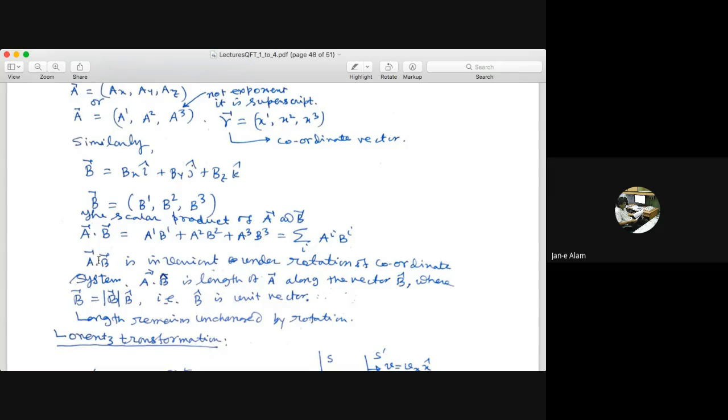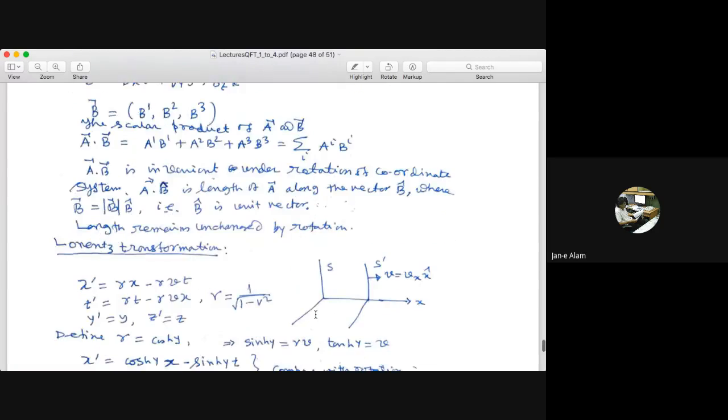Now you all know that this scalar product or dot product of 2 vectors, a dot b, is invariant under rotation of the coordinate system, right? Because a dot a is the square of the length of the vector, and the length of the vector will not change under rotation. A dot b is the length of a times the unit vector b, that is, the length of vector a along the direction b. So that length under rotation will not change. So what I am telling here is that the scalar product of 3-dimensional vectors is invariant under rotations. That is what we know for the ordinary vectors.